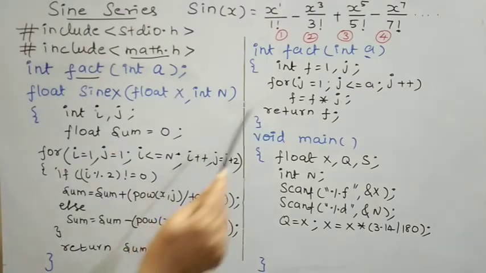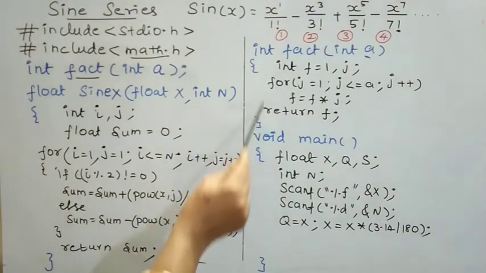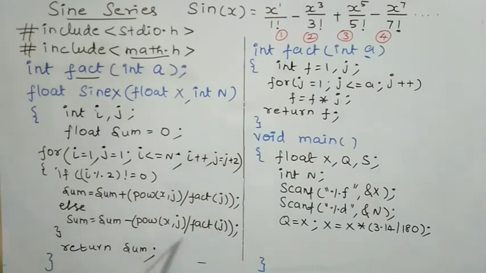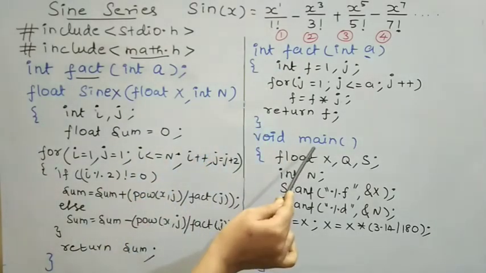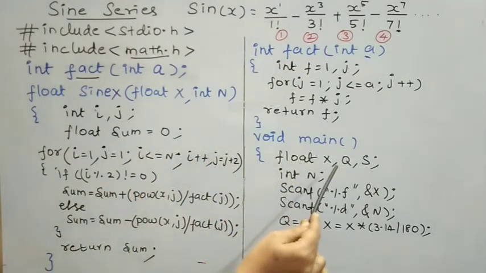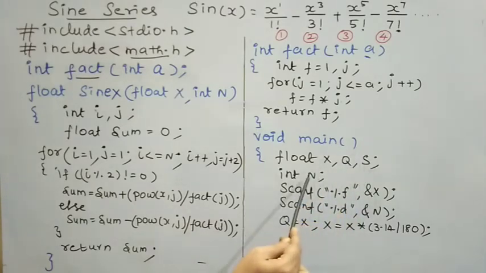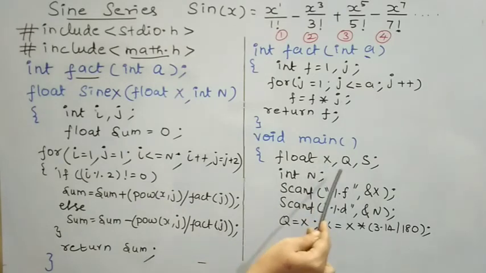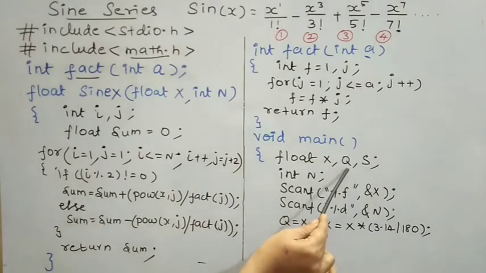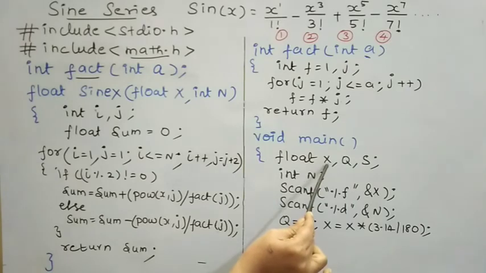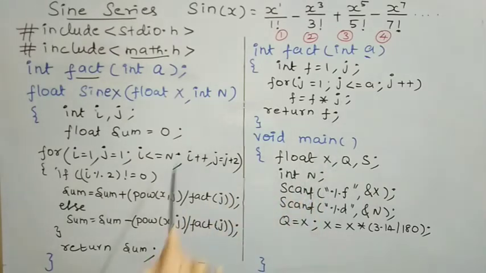For clarity, I have written the function prototype in blue color and the function definition in this black color. So starting with this main, inside main I have declared 4 variables x, q, s and n. Among those 4 variables, x and n are my input variables and s is my output variable. Okay, and then q is going to hold the value of x. Once the value of x is given in terms of degrees, it will be converted into its corresponding radian value. Before conversion, the original value of x is stored in q.